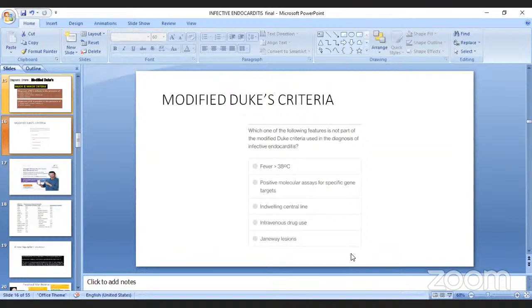It is very, very easy. Now, if you have mugged it up very nicely and it is at your fingertips, then you know the answer. Definitely it is indwelling central line. Fever more than 100.4 degrees Fahrenheit is a criterion. Positive molecular assay for specific genes is a criterion. Intravenous drug abuse definitely is a criterion, and Janeway lesion definitely is a criterion, and it is a vascular phenomena. So you cannot forget. Very good, Pratik. It is your indwelling central line.